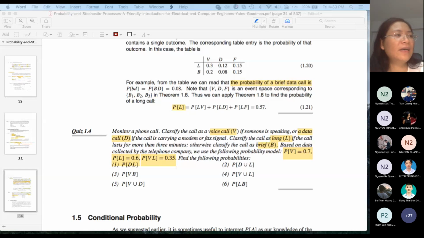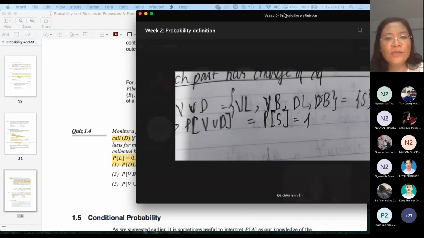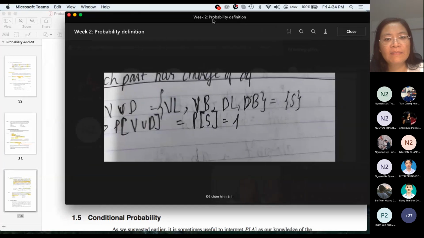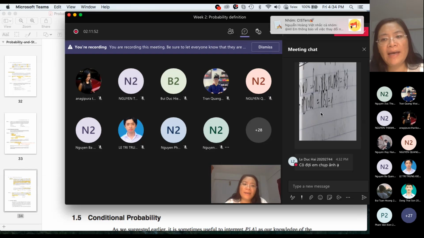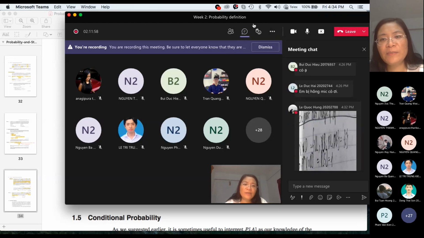Finish 5 minutes. Please give me your solution. Here's a solution of 5: V union D. V union D equals the probability of S, the sample space, so the probability is 1. The other student, please give me the solution.